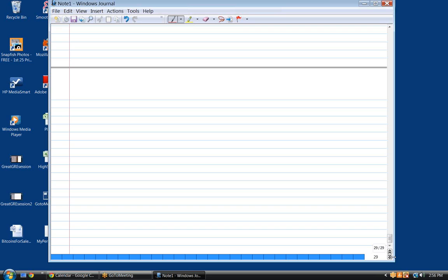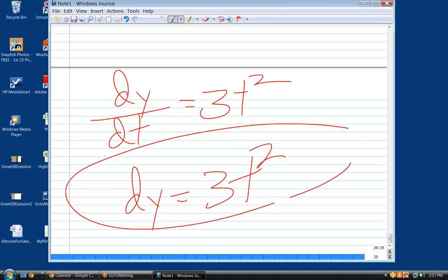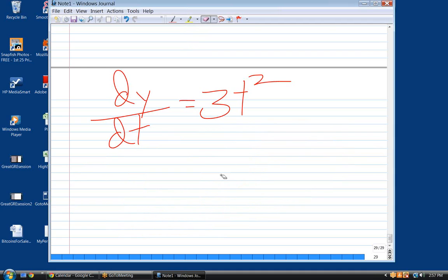Let's talk about differential equations. A differential equation is any equation that has differentials in it. And you can't have just one differential. You have to have two. In other words, I cannot have this. That's impossible. That makes no sense whatsoever. You can only have differentials if you have a pair of differentials.